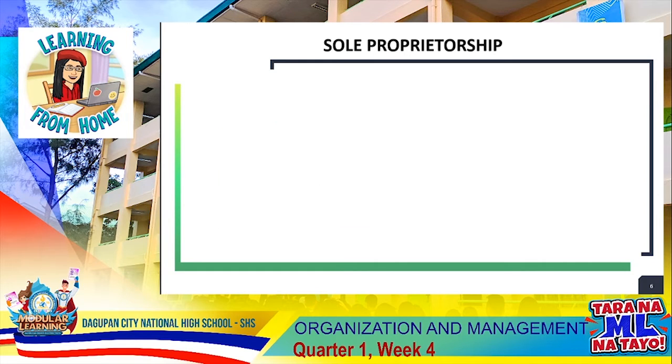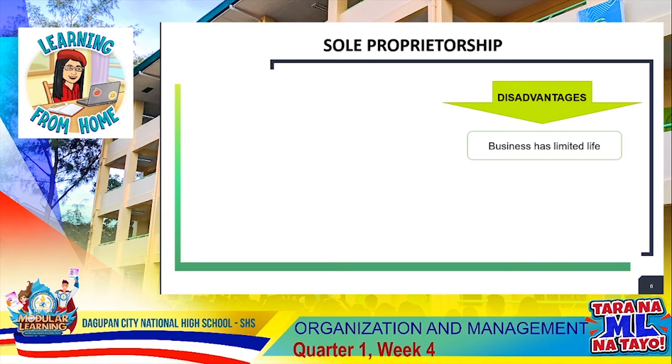The disadvantages are: business has limited life. The life of the business is limited to the life of the owner. Once the owner dies, the business will cease to operate under the name of the proprietor. Owners have limited skills. There's no shared ideas. There's no shared decision making.